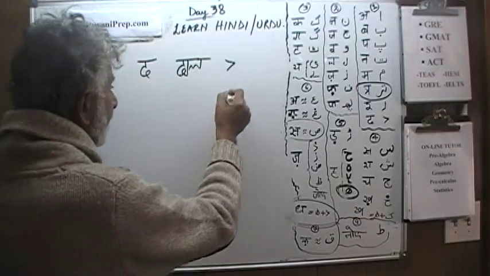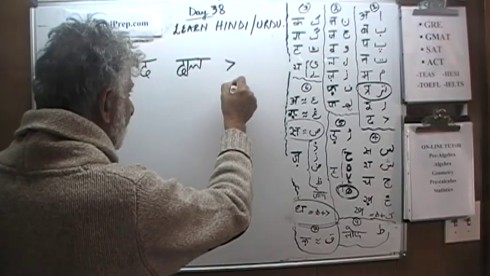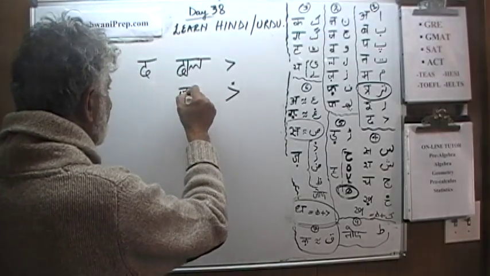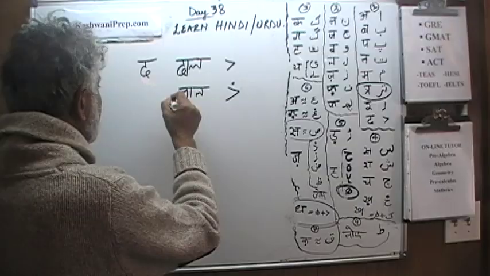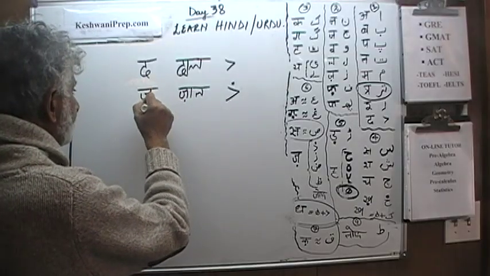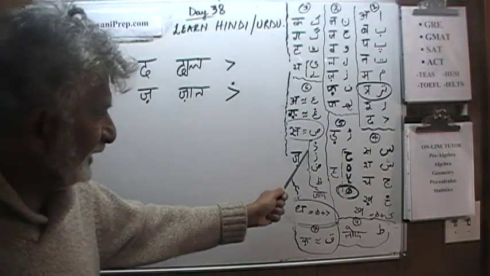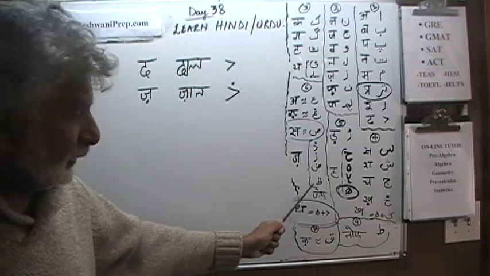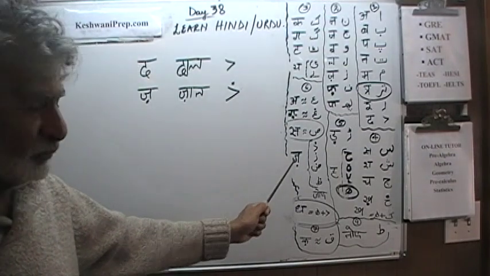Then we have the same shape with the dot on it. This is called zal. And this is just z. As you know, we have 3 z's in Urdu. In Hindi you only have 1, so I'm just going to keep writing this one.